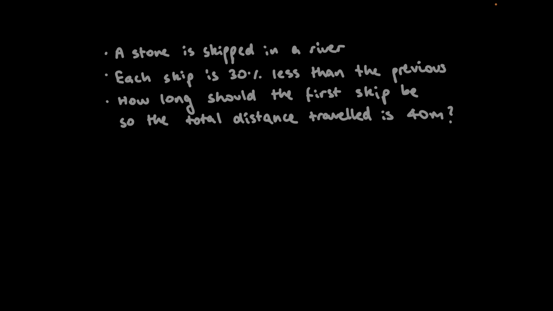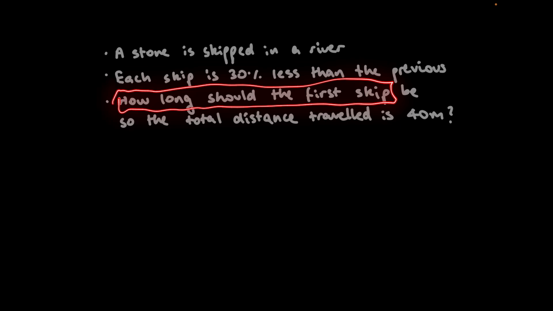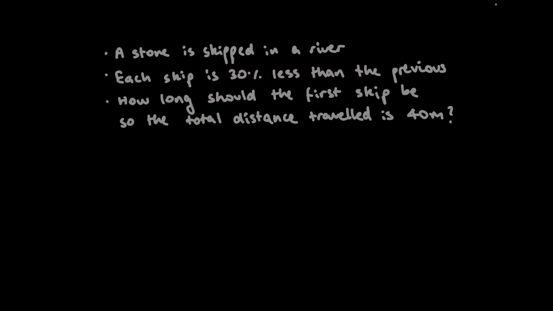Okay, this is our next problem. So a stone is skipped in a river, and each skip that it does, it travels 30% less distance than the previous skip. So how long should the distance of the first skip be on the river so that the total distance that the rock actually travels is 40 meters?